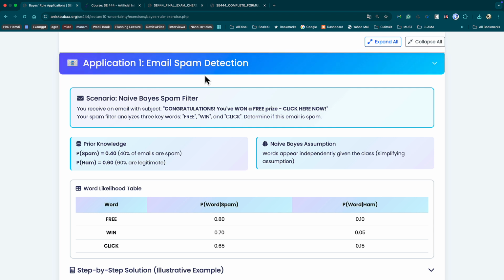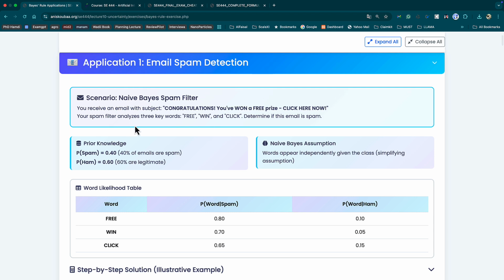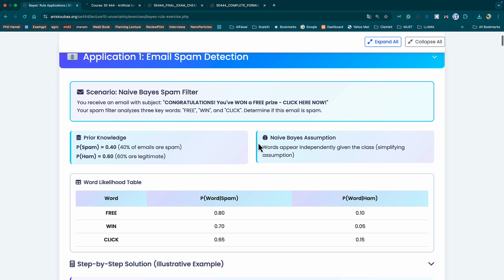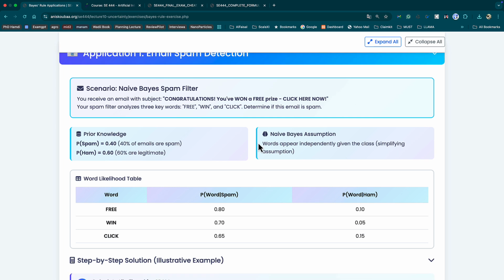So here we have the simple classical email spam detection filter, and we will use the naive Bayes spam filter. Assume that you receive an email with the following words: congratulations, you've won, free prize, click here now. And you want to use naive Bayes to check whether this email is likely spam or not spam. Usually in order to solve these types of problems, we need to have some prior knowledge. In formal logic we call it a knowledge base, and here we call them probabilities, priors or conditional probabilities.